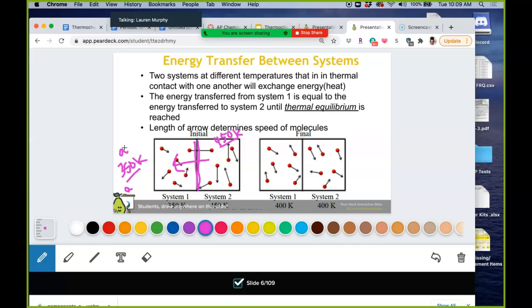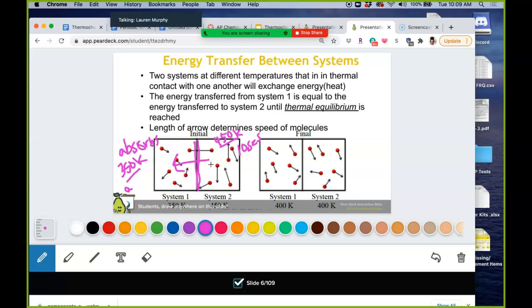Give me 1 second. So system 1 absorbs heat, but it absorbs heat because system 2 loses the heat. So that's a transfer of energy. Oh, of course, it's not going to start now. There we go. So this system absorbs energy, but that's because this system loses energy.